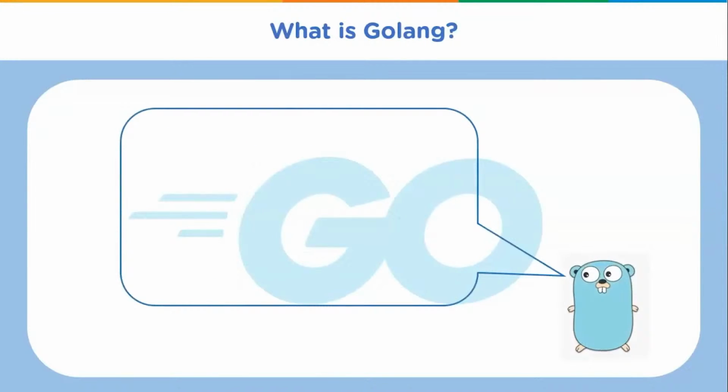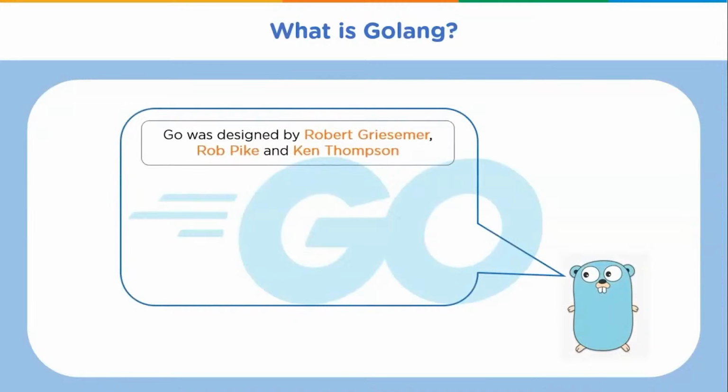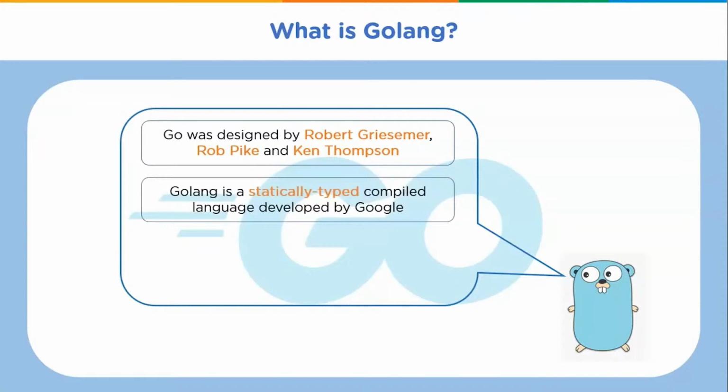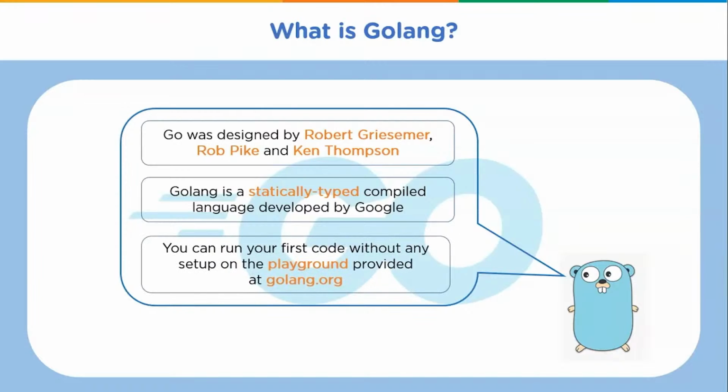Go, also known as Golang, is an open source programming language developed by Google. Go programming language was born due to the complexity of managing the infrastructure and code bases within Google. Go was designed by Robert Griesemer, Rob Pike, and Ken Thompson. It is a statically typed compiled language. Not only that, Go supports concurrent programming, that is, it allows running multiple processes simultaneously. This is achieved using channels, goroutines, etc. And moreover, you can run your first code without any setup on the playground provided at golang.org.